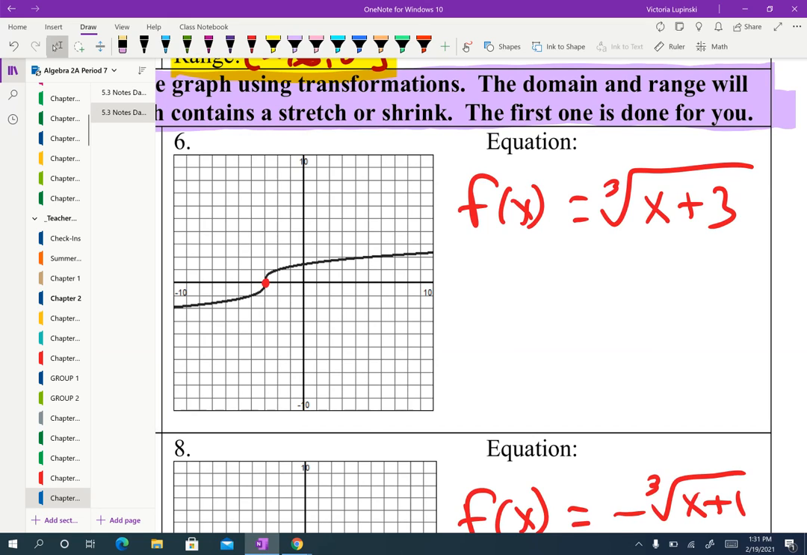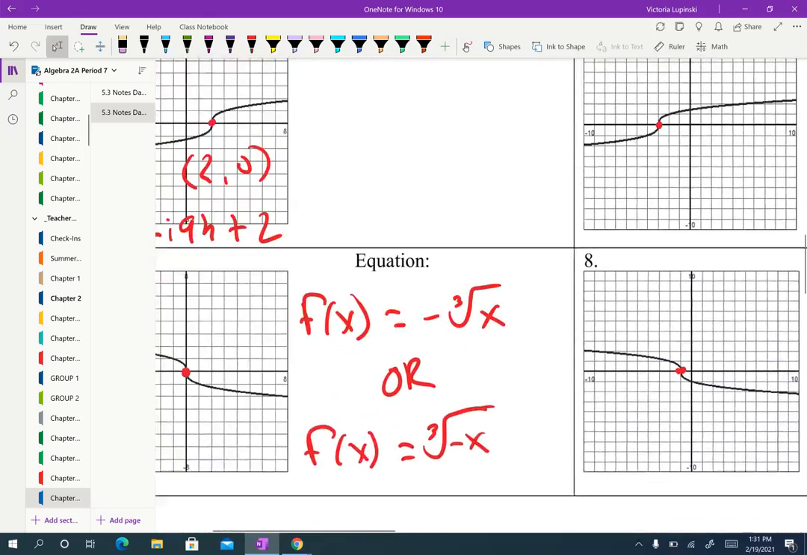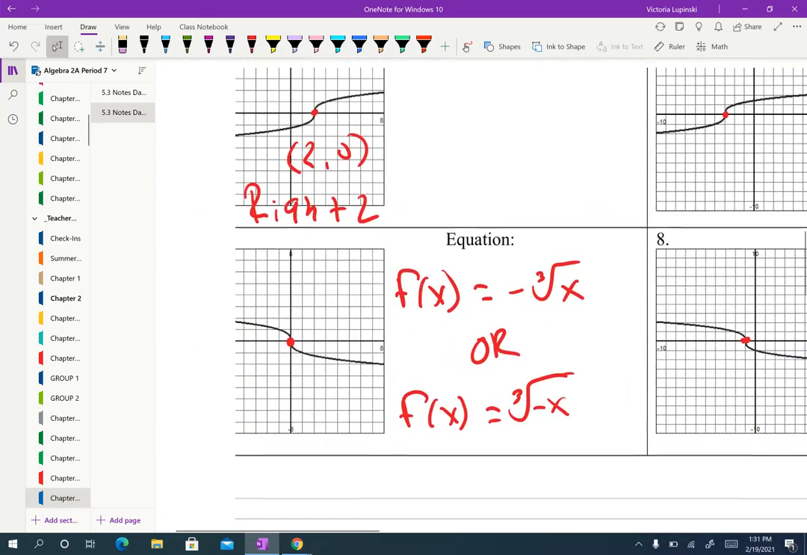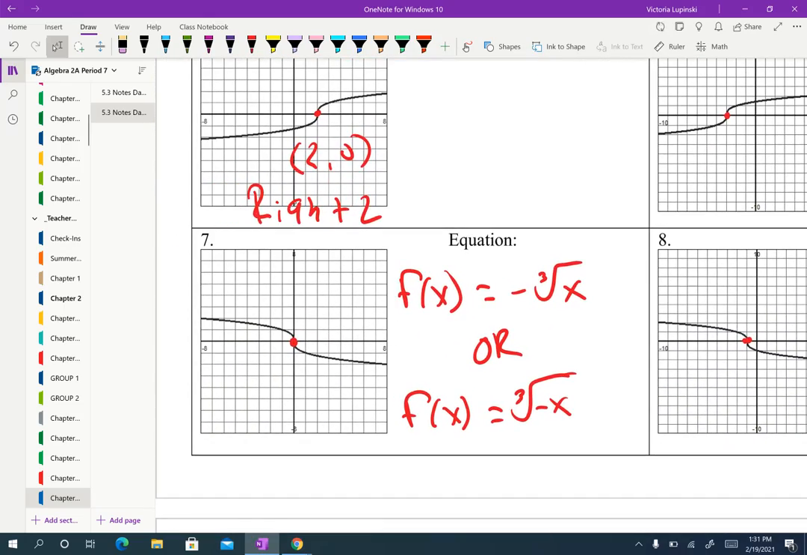And then for the last two, things got a little bit interesting. If you were wondering, could there be more than one answer? The answer is yes. If you take a look at number 7, the only change that occurred from the original, and again, just as a quick visual, the original looks like this. Well, what if you reflected it over the x-axis? If you reflected it over the x-axis, then this is the equation you would have with the negative on the outside. But what if you reflected it over the y-axis?